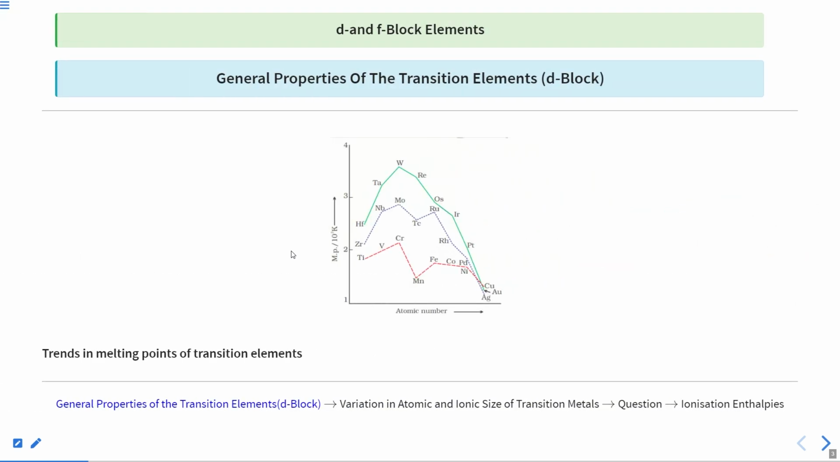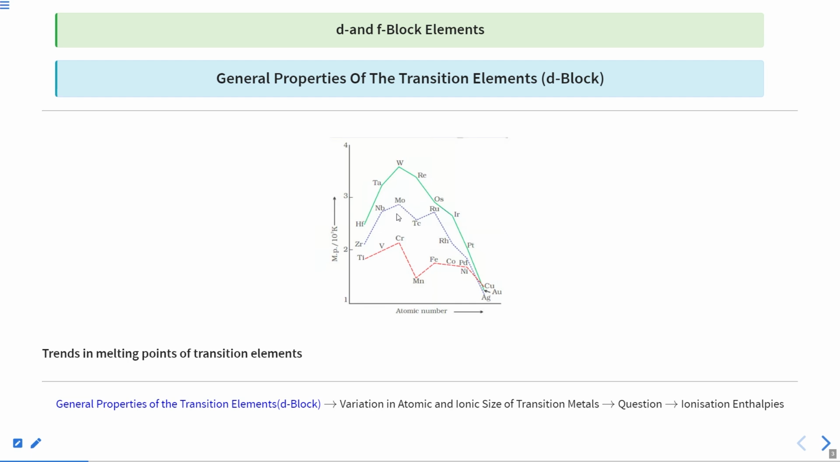Now, this is the trend for that. You can see that first there is an increase, and then there is a sudden decrease. This decrease is not that prominent. It is due to molybdenum and chromium, which have d5 configuration, and manganese and technetium have a low melting point as compared to the previous ones. Why? Because they have a significant amount of metallic bonding.